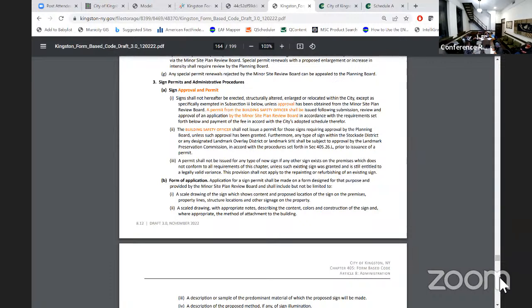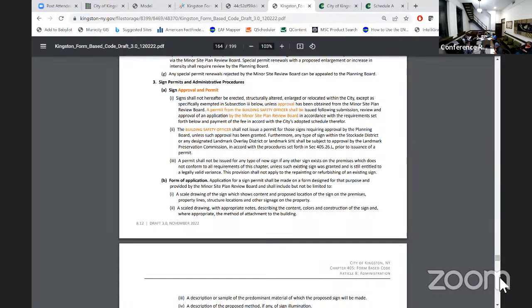I don't think minor should be involved, major. Reviewed by the planning board or landmark commission. In the case of a sign that requires approval by the planning board or landmark preservation commission, the minor site plan review board shall refer the application, including a finding as to compliance with all quantitative factors.